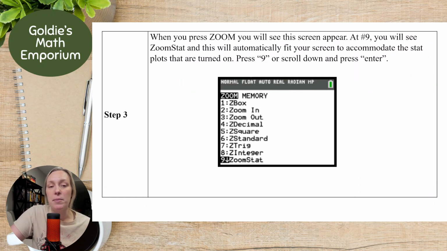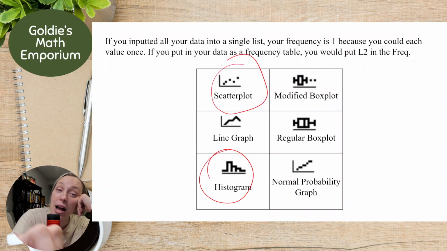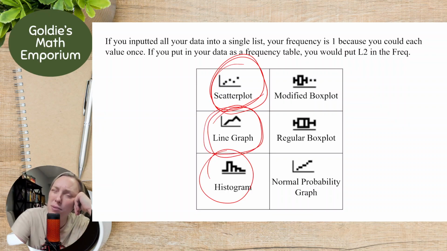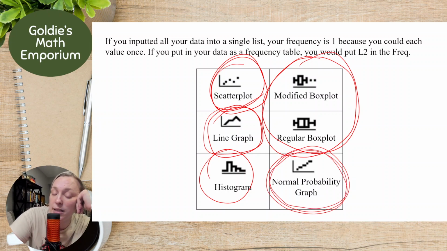I'm going to talk about zoom in a moment. First, let's talk about the different types of graphs you can make. Here are the 6 options given on your TI-84. Of course, we have the histogram. Then we have the scatter plot, which we'll learn about. We have a line graph, but we don't really do those in AP Stat. We do modified and regular box plots. And then a normal probability graph, which we might end up talking about, or might not. It's not required in AP Statistics anymore.